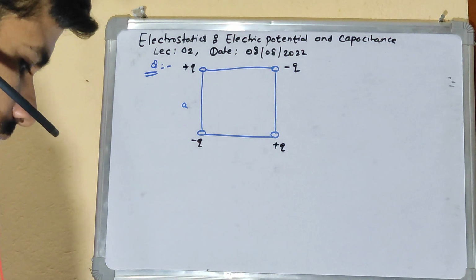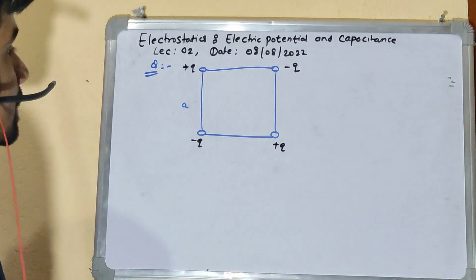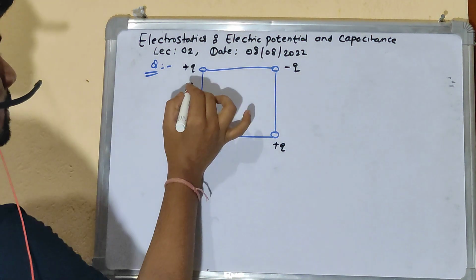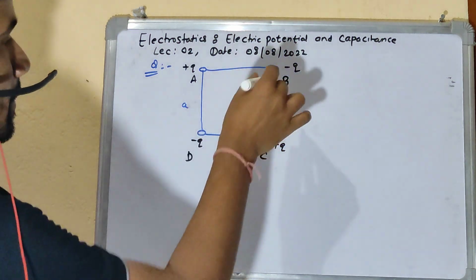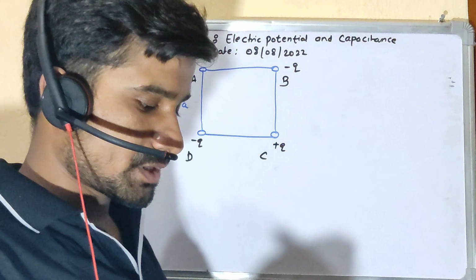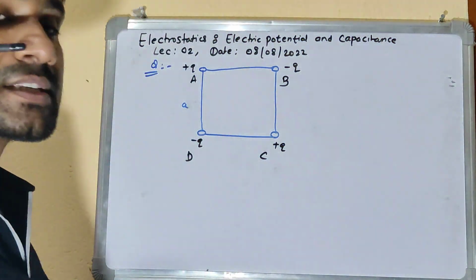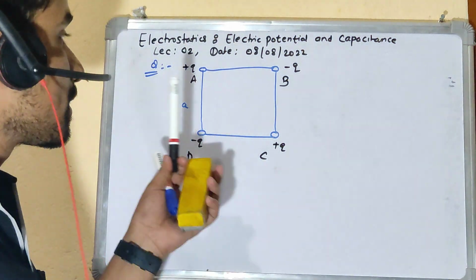Let's say the points are marked as A, B, C, and D. A and C have plus Q charge, and B and D have minus Q charge. So how many total combinations are there for these four charges?